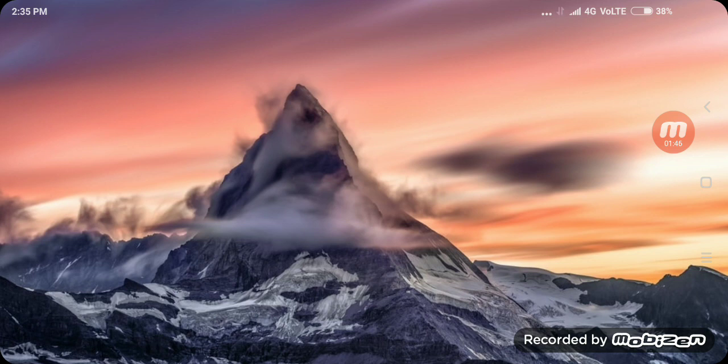Mountains. Mountains are huge land masses which rise more than 900 meters above the mean sea level. The mountains are the highest landforms. They are formed when large parts of the earth's crust are folded, faulted, or deformed.